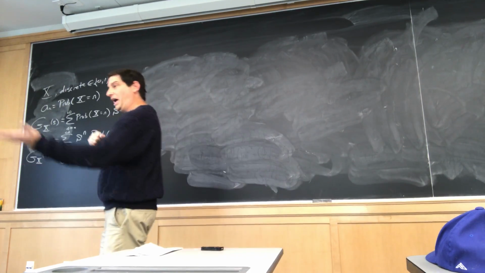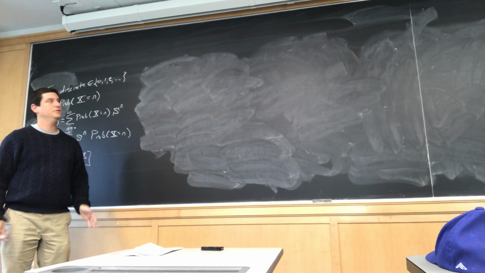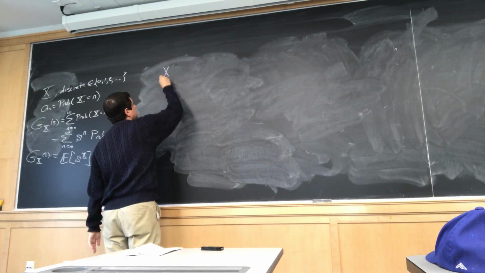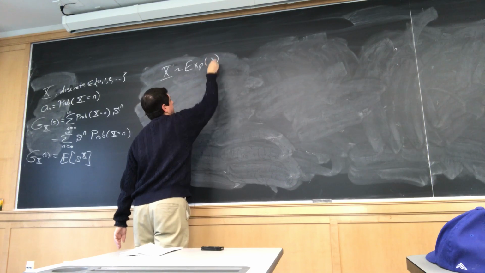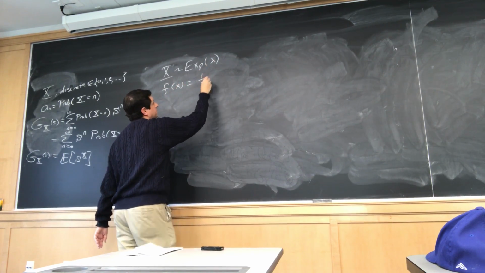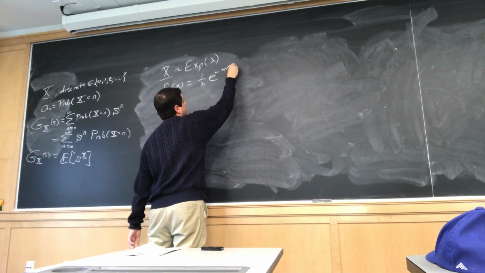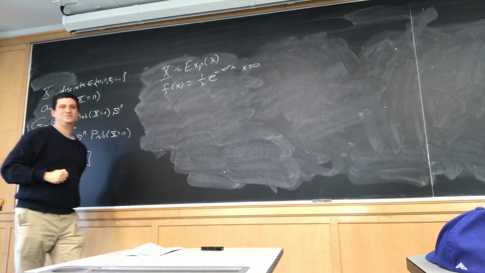So exponential. Exponential is great. It's one-sided and it has good decay. So let's let X be exponential with parameter lambda. So f of x is 1 over lambda e to the negative x over lambda for x greater than or equal to 0. We will use the good notation.